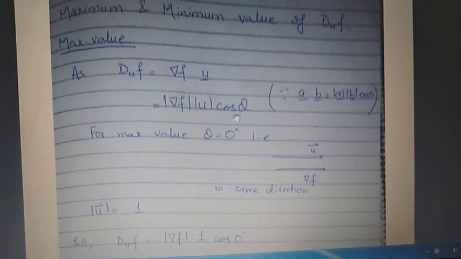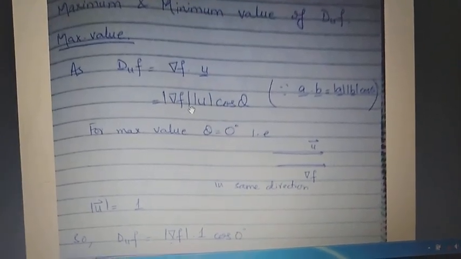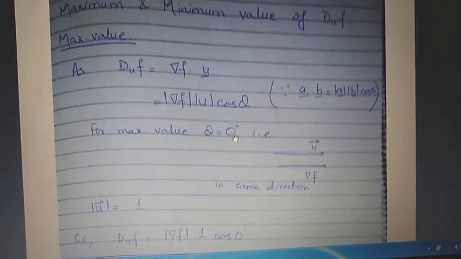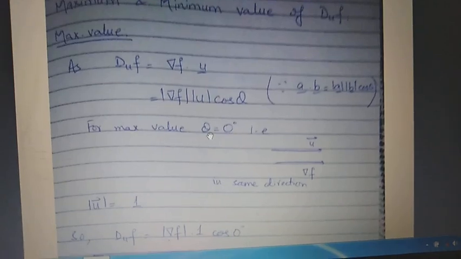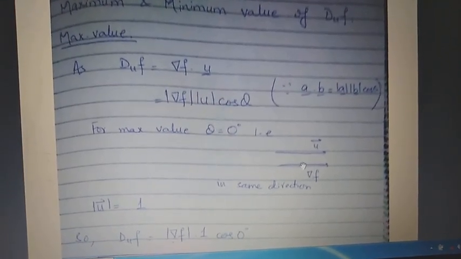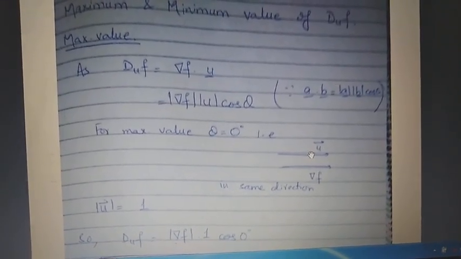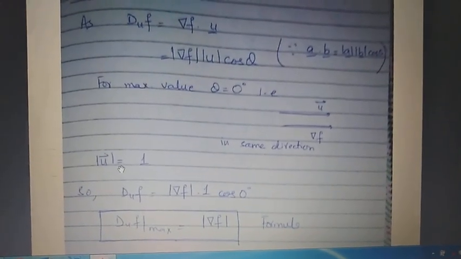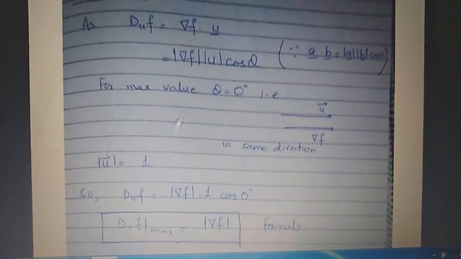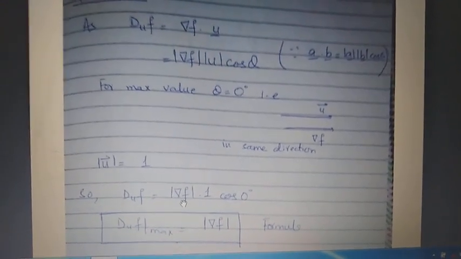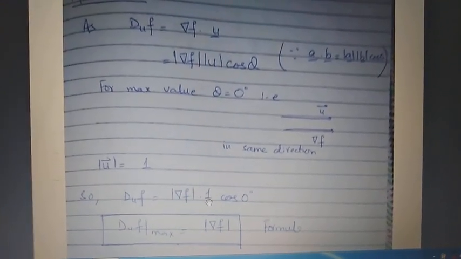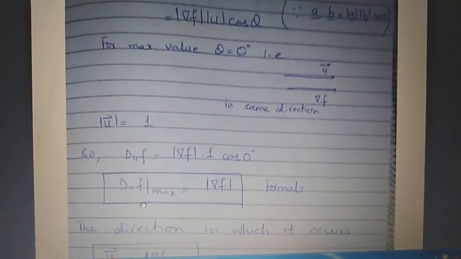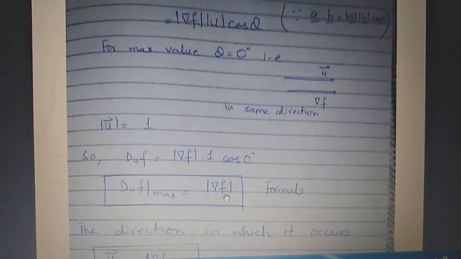So what should be the angle between these two vectors so that cos has the maximum value? It is 0. If theta is 0, it means that the gradient of f and the unit vector are in the same direction. As you know, the unit vector has magnitude 1. So what will this equation become? Magnitude of gradient of f times 1 times cos of 0. Cos of 0 is 1. So the maximum value of the directional derivative is the magnitude of the gradient of f.